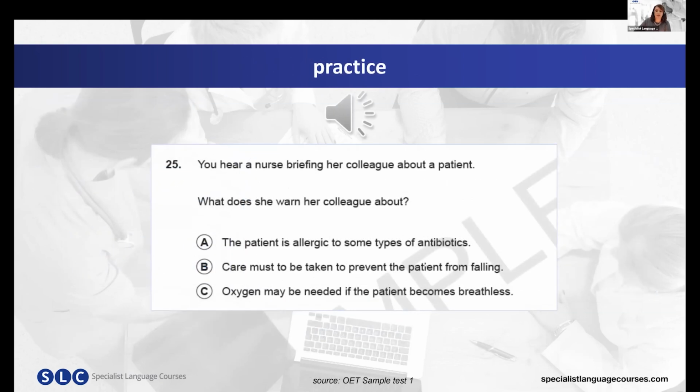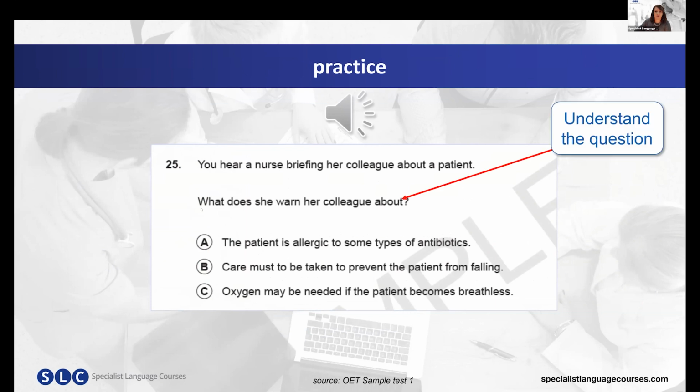So we have a practice question on the screen. So let's follow our strategy steps. First of all, we need to understand the question and read the context. So here we can see it's a nurse briefing her colleague about a patient. Notice that she's briefing her colleague. So we can assume that the nurse is female and perhaps the colleague is male.